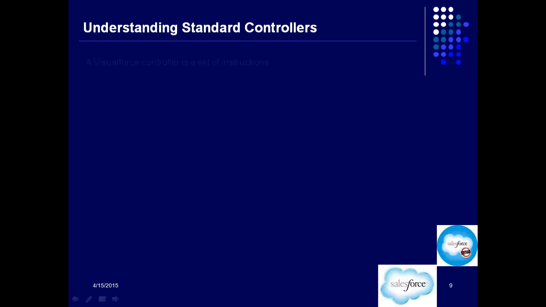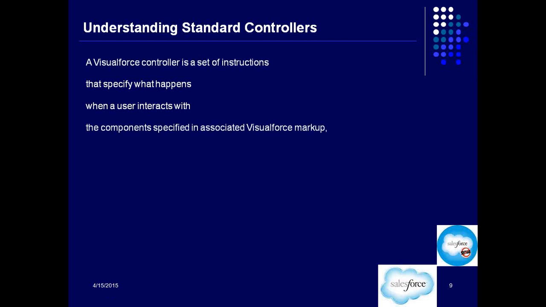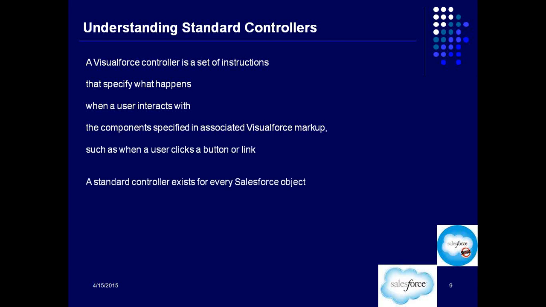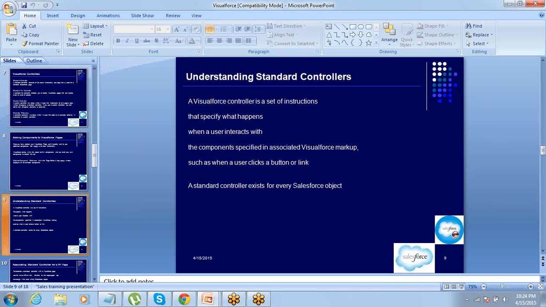So let's get into the standard controller thing. Let's understand a standard controller quickly. A Visualforce controller is a set of instructions that specify what happens when a user interacts with the component specified in the associated Visualforce markup. A standard controller exists for every Salesforce object. All right. So whatever Salesforce objects we have, standard as well as custom, for every object there is a standard controller which exists. Okay. So you just don't have to do anything. You just have to call the object name as a standard controller.